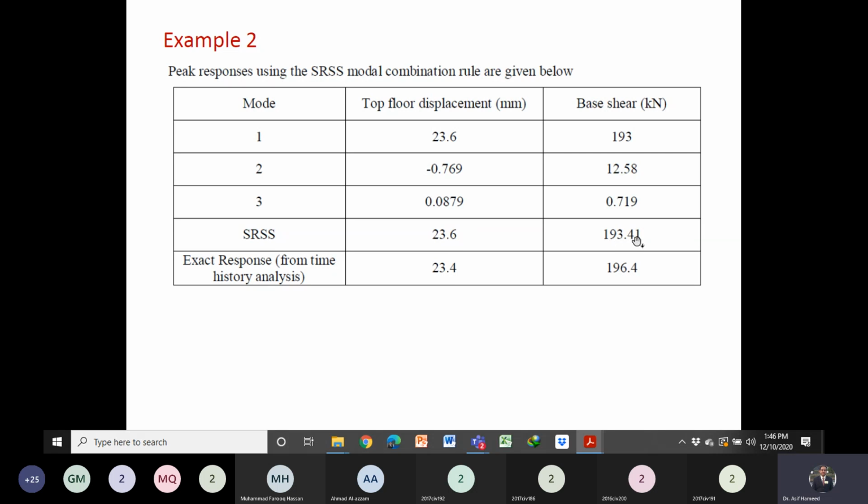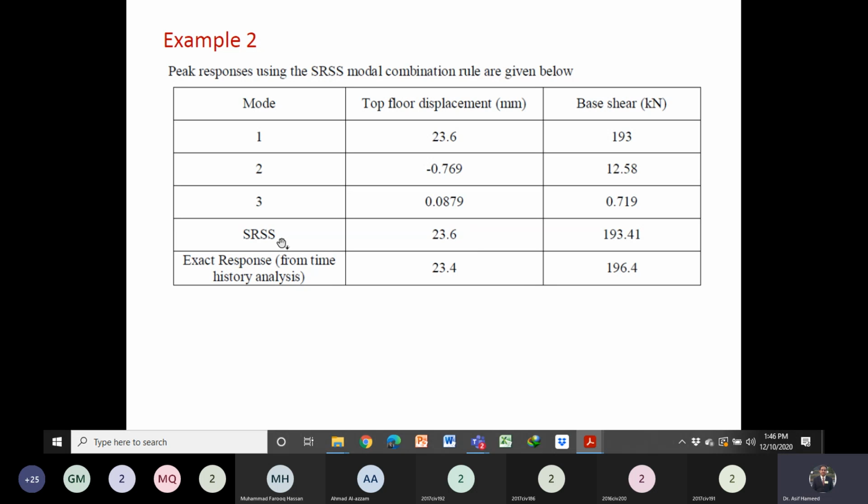The top floor displacement and the base shear have also been calculated by using the time history analysis. On the same structure, time history analysis is performed, and these are the answers. And these answers, you can see they are comparable. From the time history analysis, the answer is 23.4. From the response spectrum analysis, the answer is 23.6. So they are comparable. Similarly, the base shear values from these two methods are comparable.